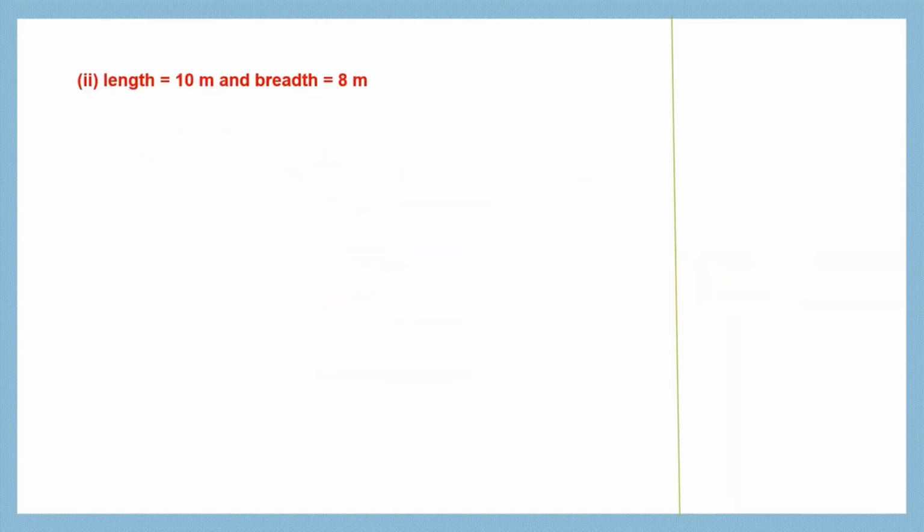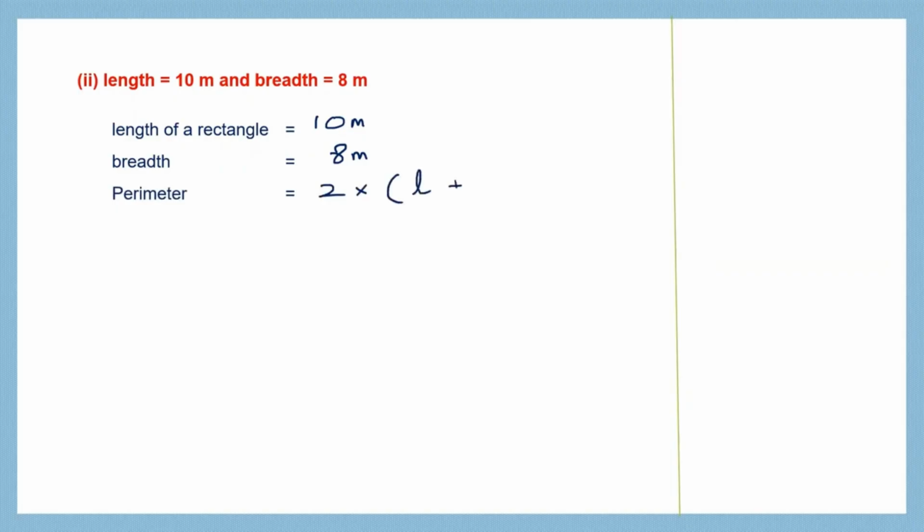Question 2. Here we've been given length and breadth again. Now let's start. Length of a rectangle is 10 meters. The breadth given to us is 8 meters. Now we have to find the perimeter. The formula will be 2 into length plus breadth. Let me use the small letters for length, small l, and small b for breadth. 2 into length plus breadth. So 2 into length is 10 meters and breadth is 8 meters. So this is 2 into 10 plus 8 is 18 and the unit is meters.